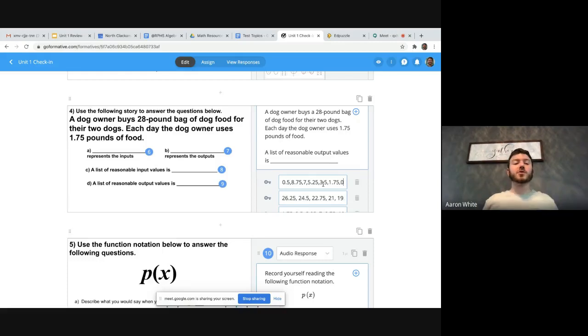Okay, so those are all the reasonable output values, all of the possible output values that we could have in a given situation. And all of the reasonable inputs are all of the possible input values we could have in a given situation. So by the time the dog owner runs out of dog food, there's none left. That's going to have been 16 days. And that's why I know that all of my inputs are going to go all the way up to 16. So that's how we would answer that question.